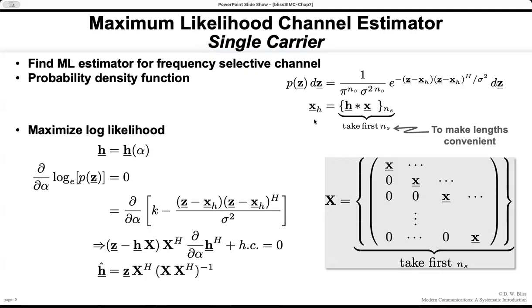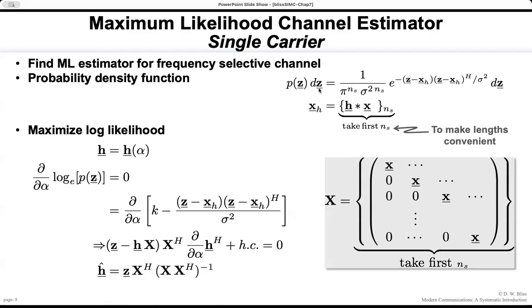So first of all, I'm going to build a new vector x sub h, which is basically taking the first n sub s samples of the convolution of our sampled channel impulse response and the transmitted sequence x. We're going to assume the portion of the transmitted sequence that we're looking at is the training portion. That is, it's a set of known symbols that are being sent, so the transmitter and receiver agreed on these training symbols beforehand, and we're going to use that to estimate h.